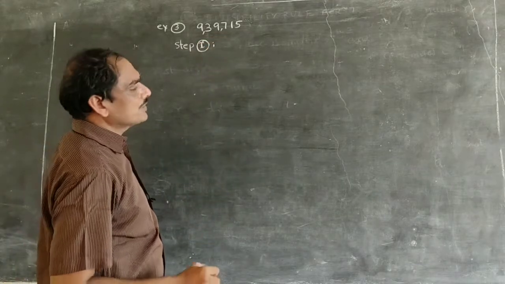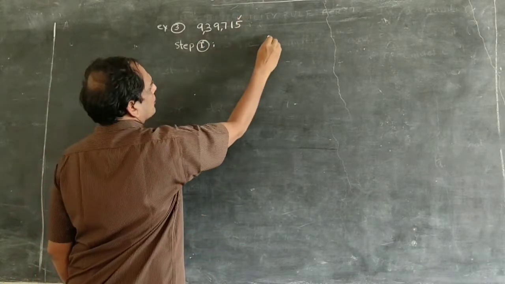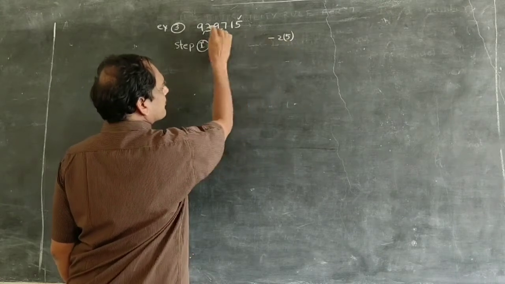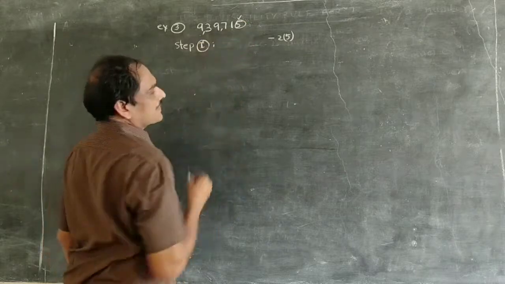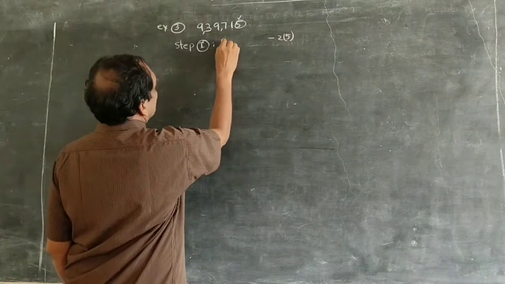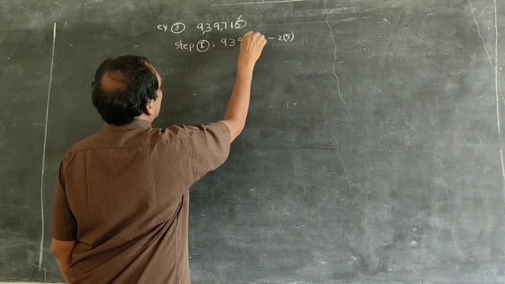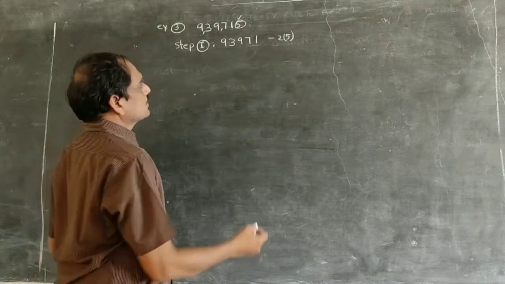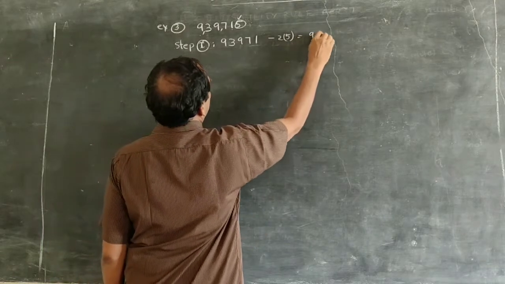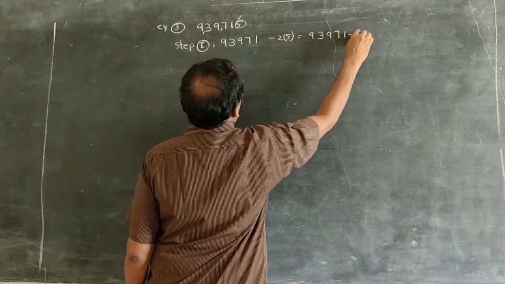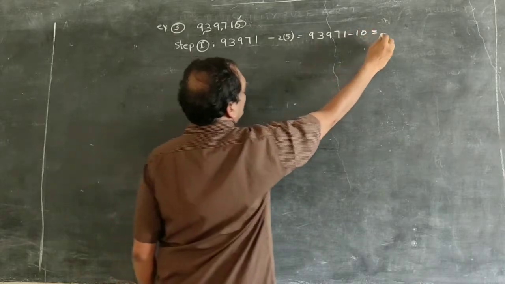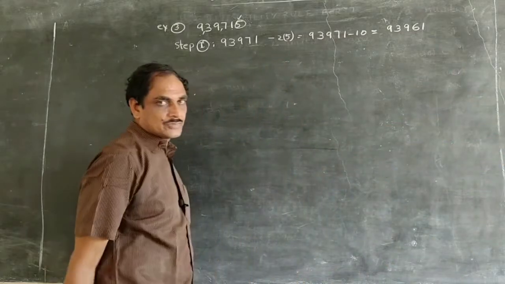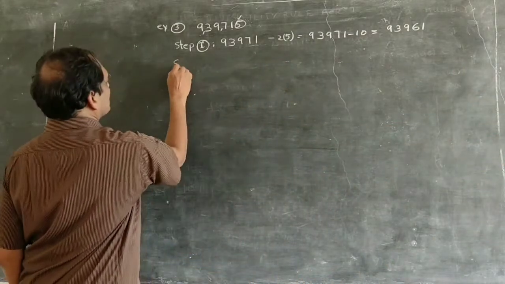The unit digit place is 5. So we multiply 5 by 2 and subtract it from the rest of the digits. The rest of the digits of the number are 93971. So that is equal to 93971 minus 10, which is equal to 93961. Next we go to step 2.